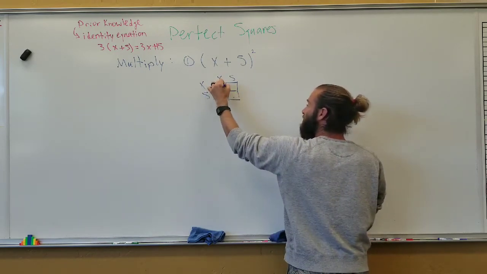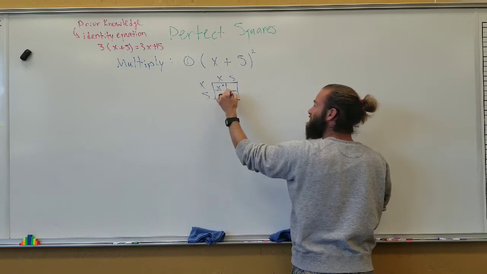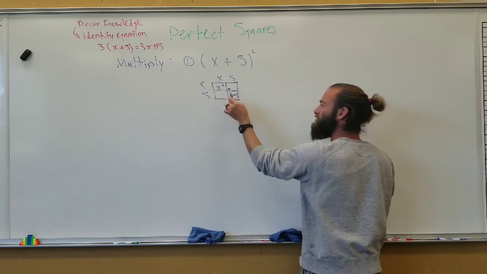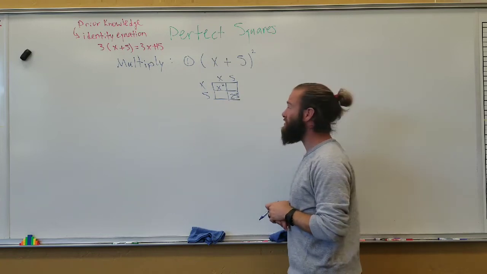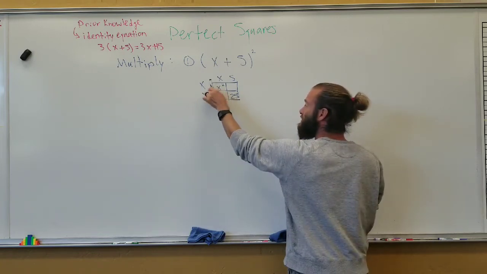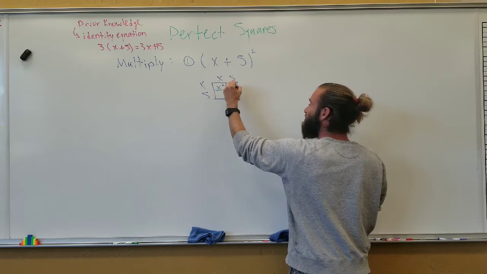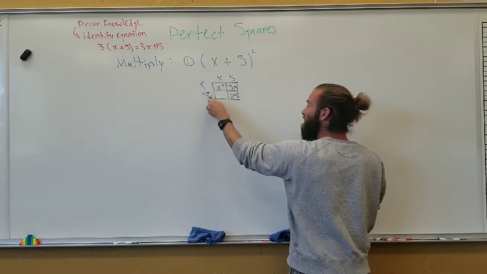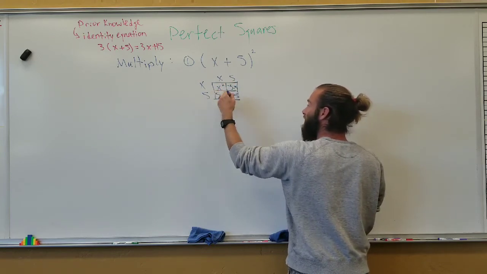Well, I get x times x, which is x squared. And then that 5 times 5 actually shows up, 5 squared. I'll just write it as 25. But you'll notice there's 2 pieces missing in our distribution here. When I distribute this x to the x and the 5, here's 5x. And then distribute this 5 to that x and 5, I get 5x and 25.